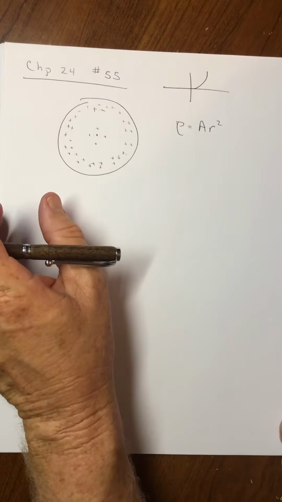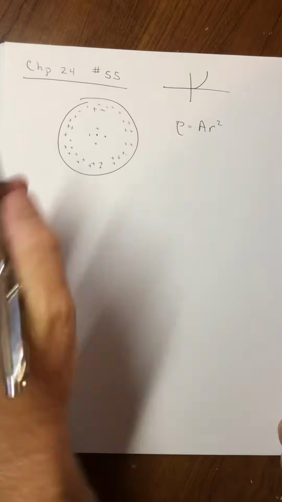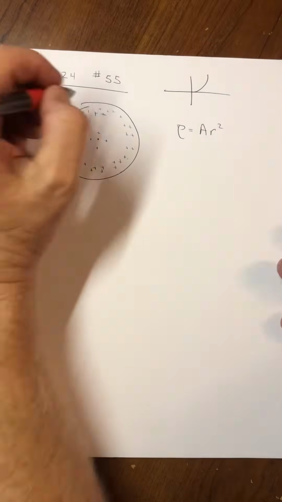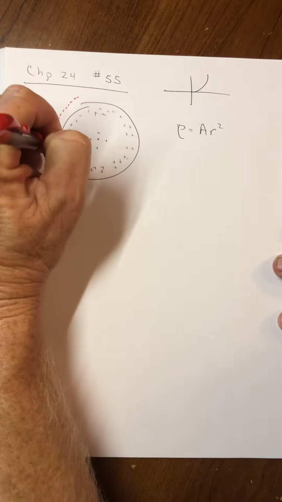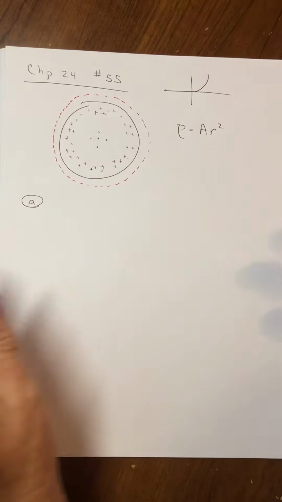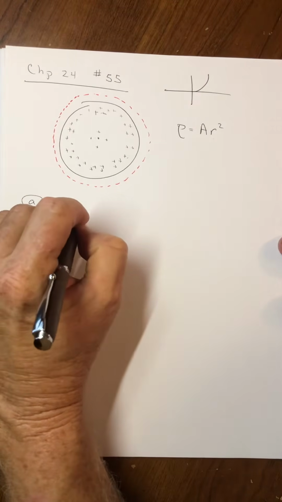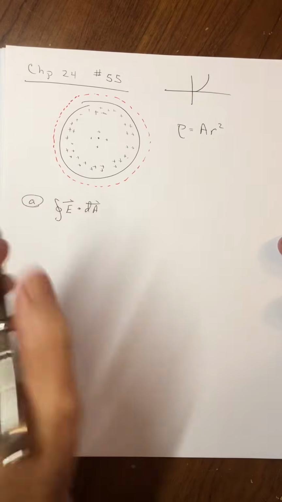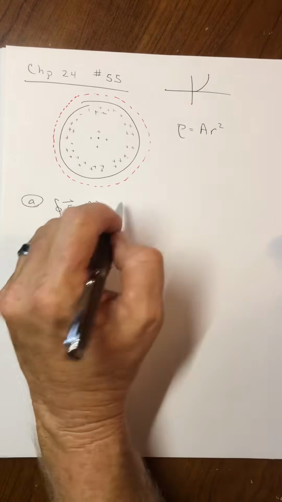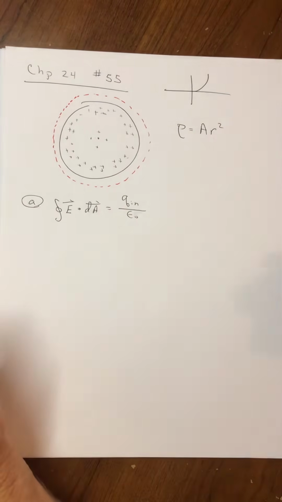It says, A, show that the magnitude of the electric field outside the sphere is given by this equation. All right, so let's start there. So let's go outside, and I'll do my Gaussian surface in red here. I'm going to put a Gaussian surface here, and I will begin with Gauss's law. So the integral of the electric field over some surface area, the Gaussian surface, this flux calculation, is equal to the charge inside over epsilon naught.